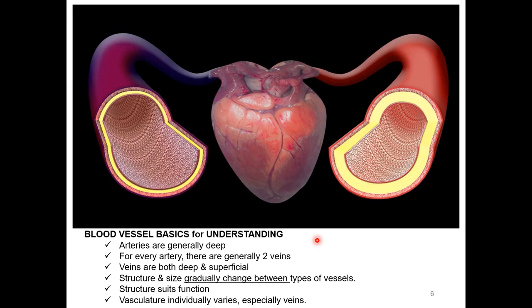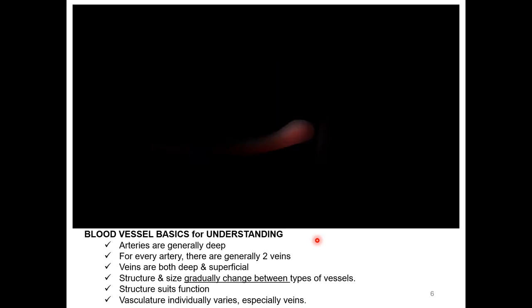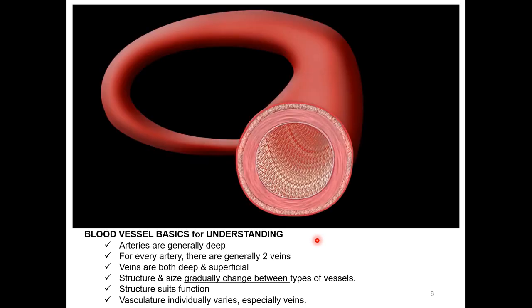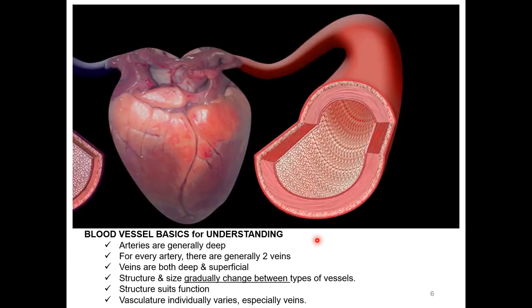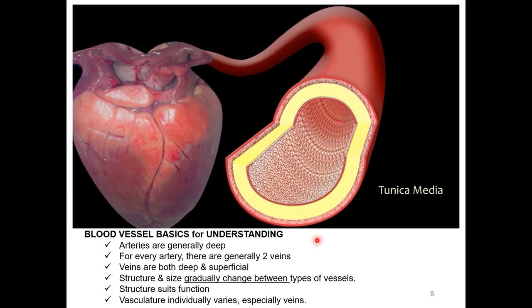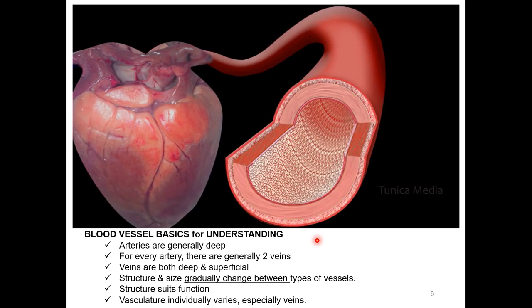The tunica media is the middle layer of the blood vessel. It is the muscle layer that allows for the vessel to constrict. It also contains elastin, which allows the vessel to stretch and rebound like a rubber band. In the arteries, the tunica media is much thicker due to the forces generated by the heart.